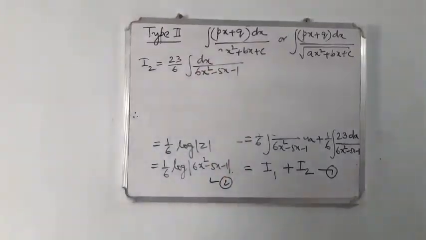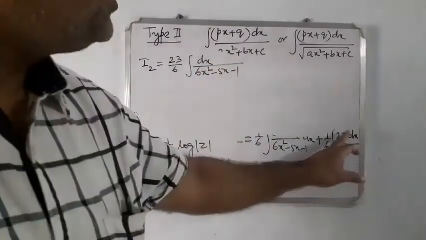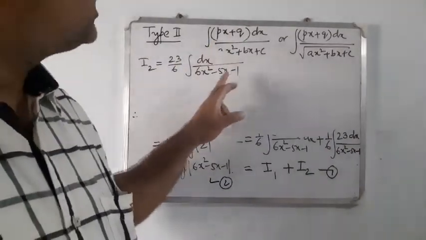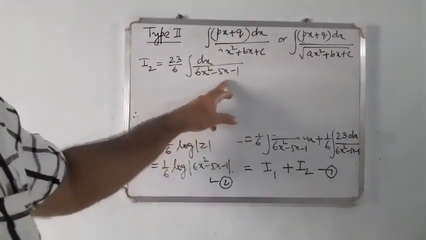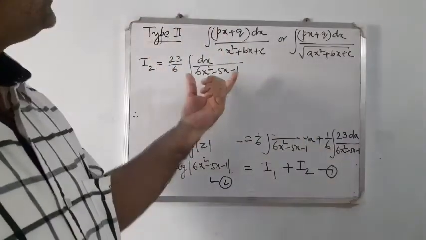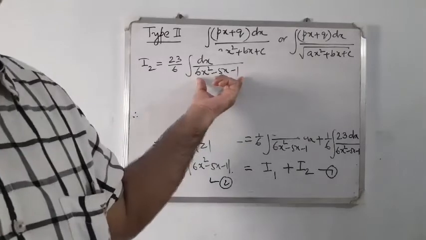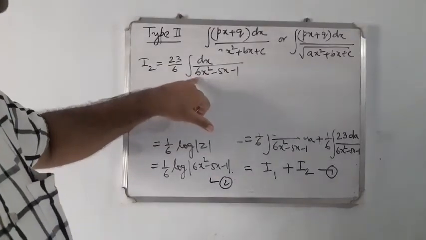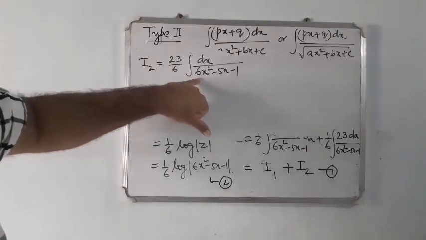You can see we can take 23 out, it becomes 23 by 6 and dx by, now this is type 1. Type 1 means we have dx that is free from any variable, and in denominator we have a quadratic expression. So we will try to release this x square with any constant. So this 6 to be taken out.